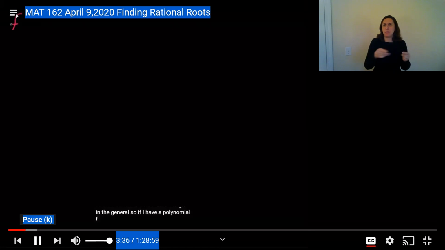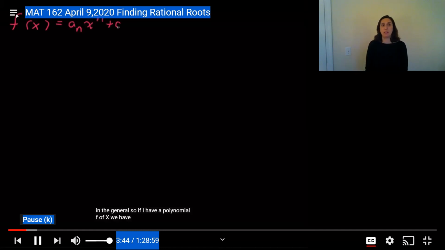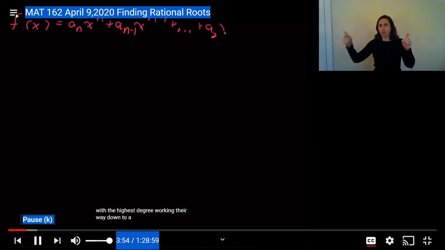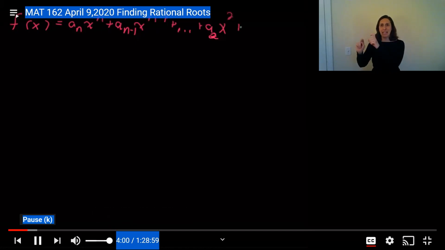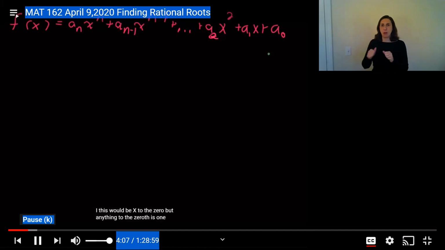So if I have a polynomial, f of x, we have coefficients starting with the highest degree, working their way down to a constant, which is degree 0. This would be x to the 0, but anything to the 0th is 1, and so this would be a constant. And so we have a collection of numbers that multiply powers of x.